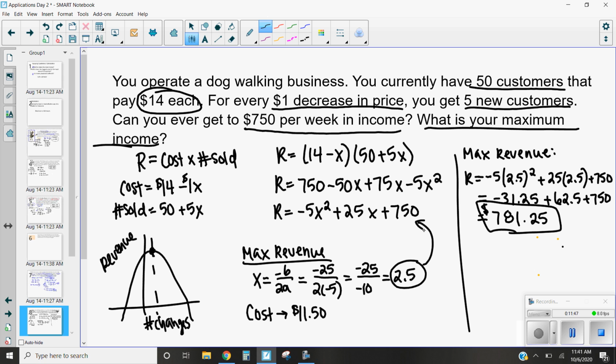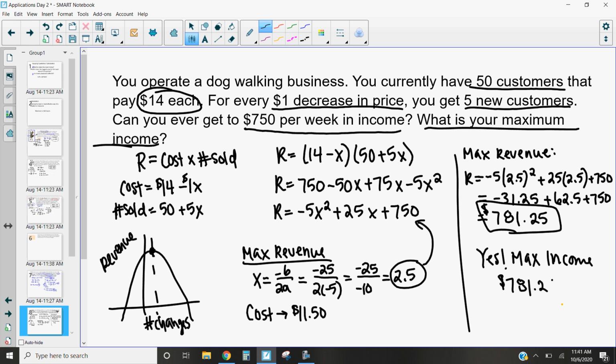So my revenue output that I ended up getting was $781.25. So do I get $750 in income? Yes, because my max income or my max revenue is going to be that $781.25. So I'm making like $30 more than I expected to if I use this max revenue with the cost and hope that that many participants come.